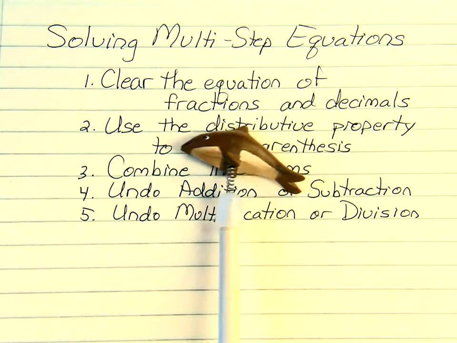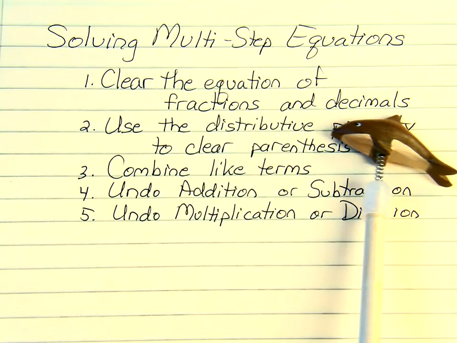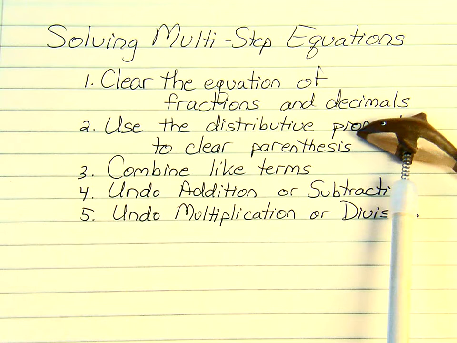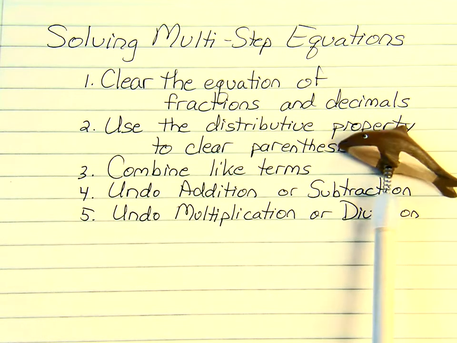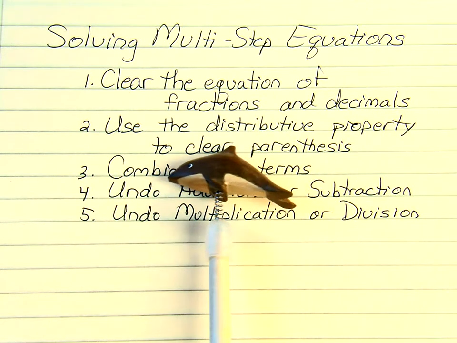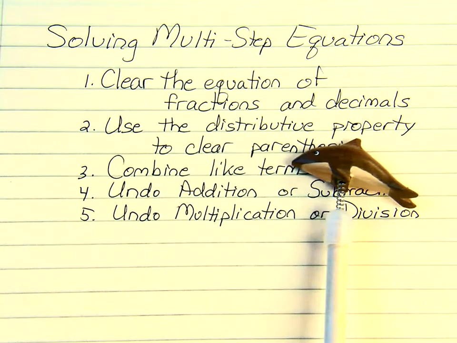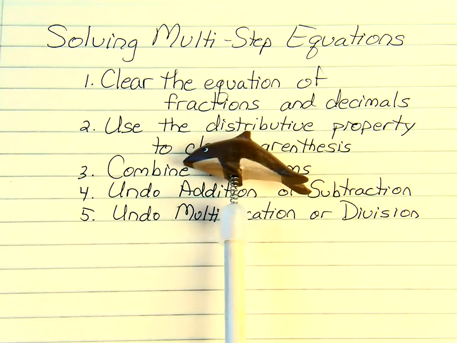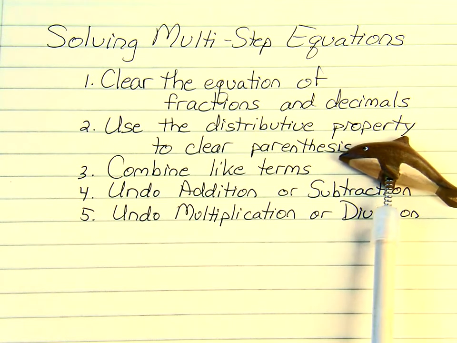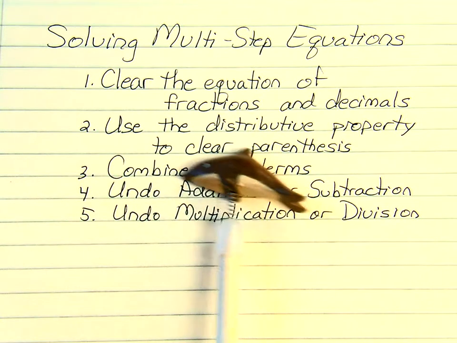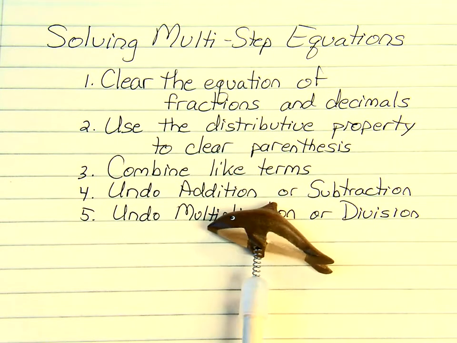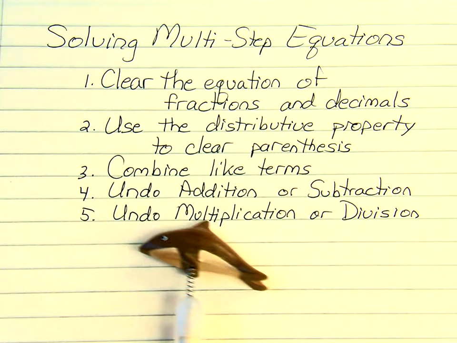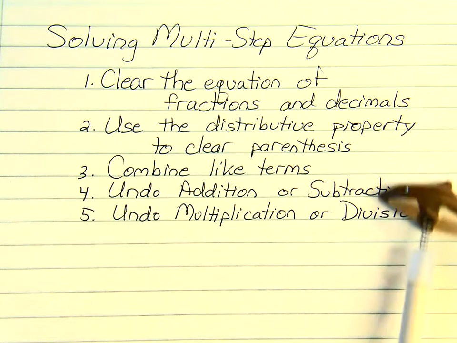Number two, use the distributive property to clear parentheses. Not every problem will have them, but if they do, this would be the time to take care of those. Number three, combine like terms. We're going to combine the like terms on both sides of the equation. Number four, now we get into undo addition or subtraction. And number five, undo multiplication or division.